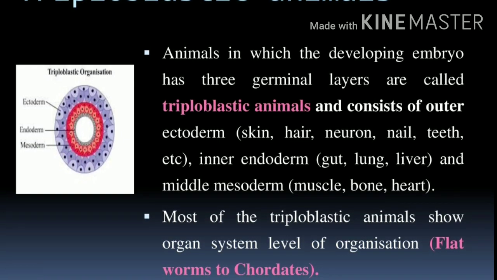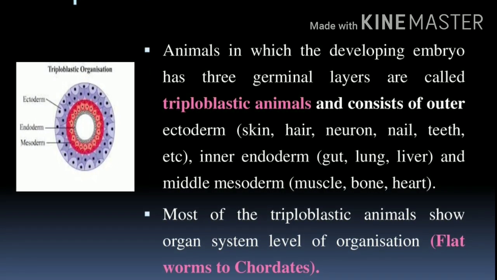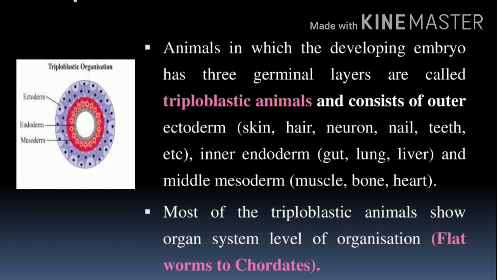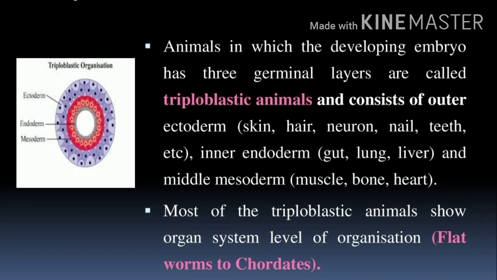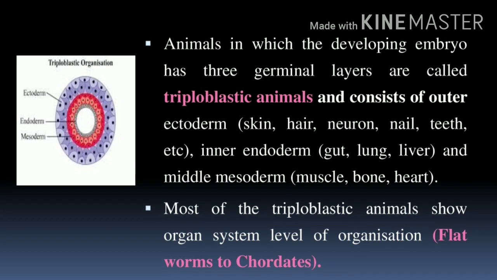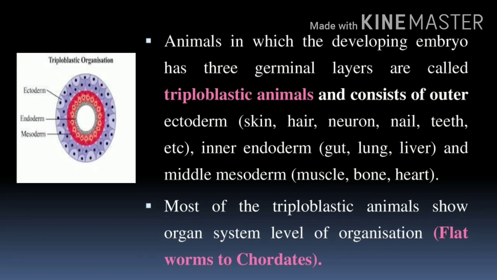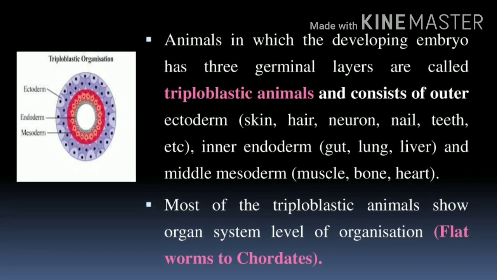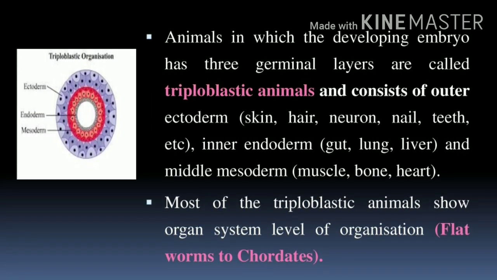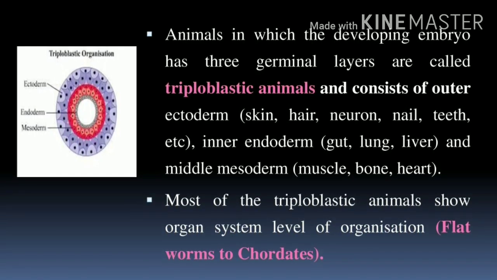Most triploblastic animals show the organ system level of organization. Can you recall? In triploblastic animals, the mesoderm evolved to lead to structural complexity. What is this structural complexity? That is the organ system level of organization. Which phyla are triploblastic animals? From phylum Platyhelminthes to phylum Chordata. These categories have the organ system level of organization.